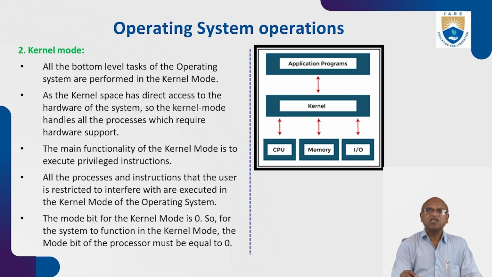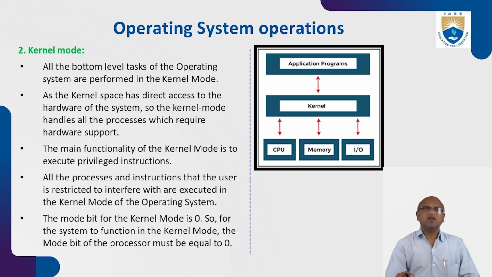When you want to save something, after writing a program or something, you simply press the save button. The rest of the job will be done by your OS, the application programs and kernel. Your kernel is the hardcore programs which are directly interfacing with the memory, so we call them the kernel programs. All the bottom level tasks of the operating system are performed in the kernel mode only, as the kernel space has direct access to the hardware. This is all I want to say. The kernel space has direct access to the hardware of the system.